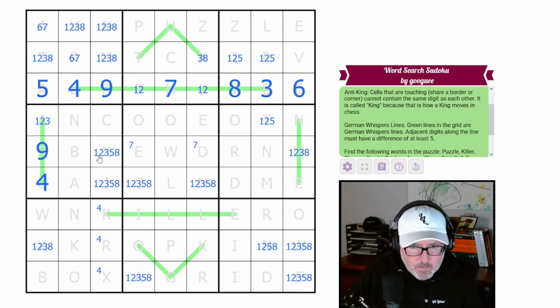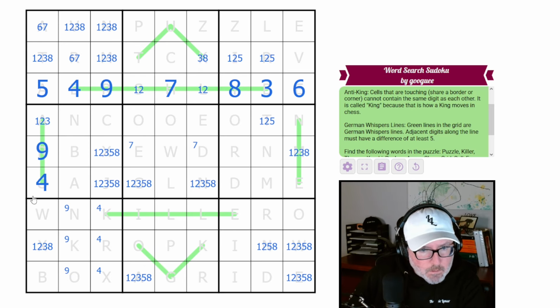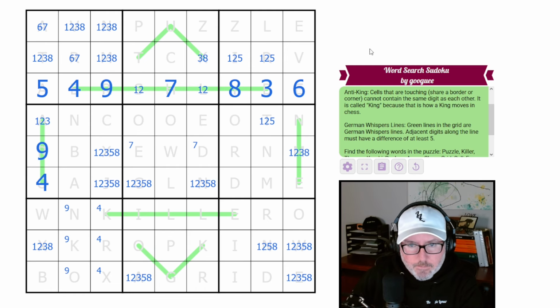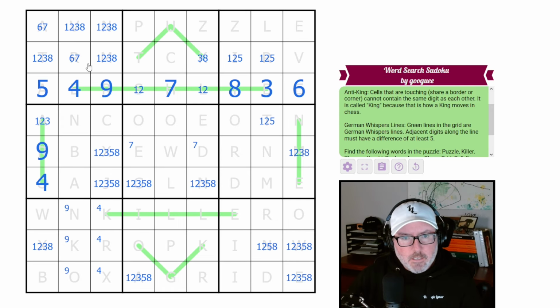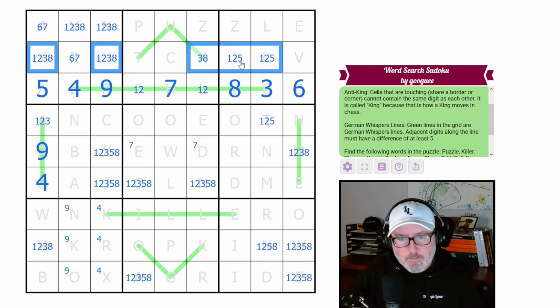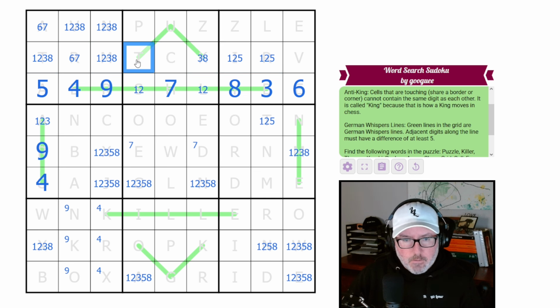8s, 9s. We know one of these is a 9. We can't rule this out as a 4, though. Okay. 1, 2, 3, 8. No, not quite enough information there. 1, 2. I guess we can take the 1, 2. 1, 2, 3, 5, 8, and start to just.